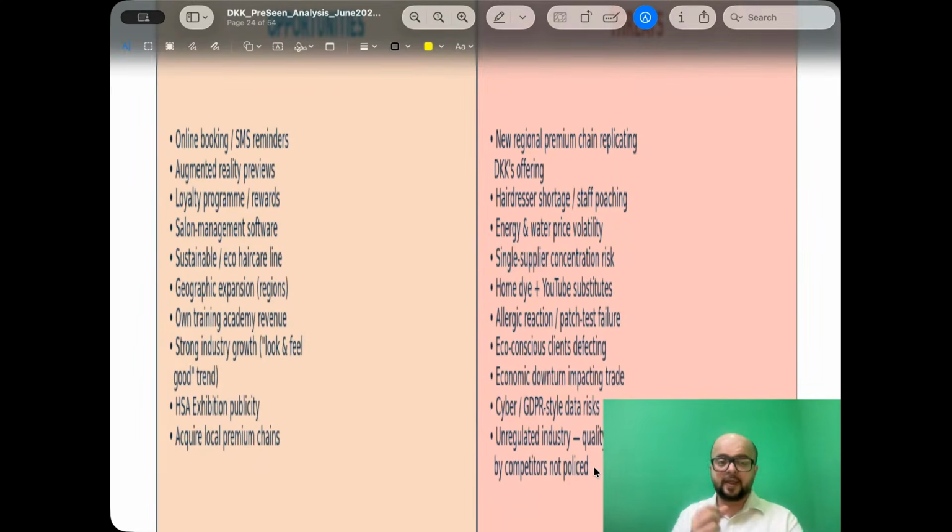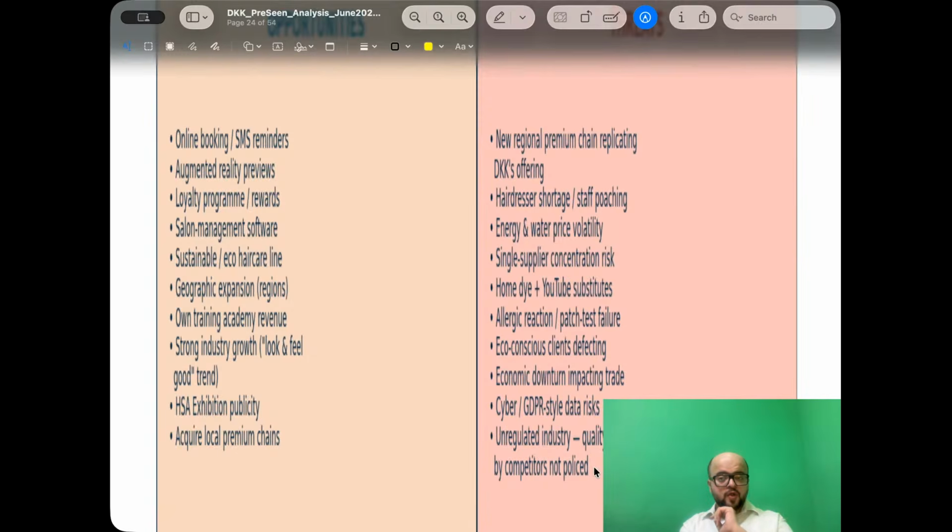Strength and weakness are inside the organization, opportunities and threats are outside the organization. The opportunity for this company is that they can start online bookings and they can start SMS reminders. They can also get on board with the augmented reality previews that will definitely help the organization in attracting more customers and retaining them. Then loyalty programs and rewards can be introduced, because you have a whole stream of very loyal customers who keep on coming back to you, so you could give them loyalty rewards.